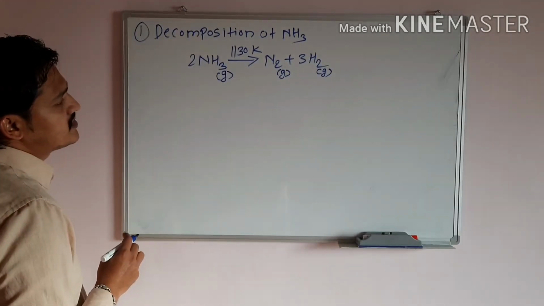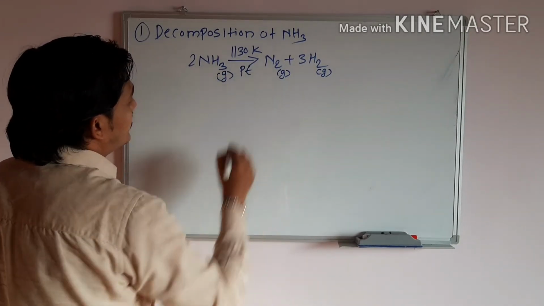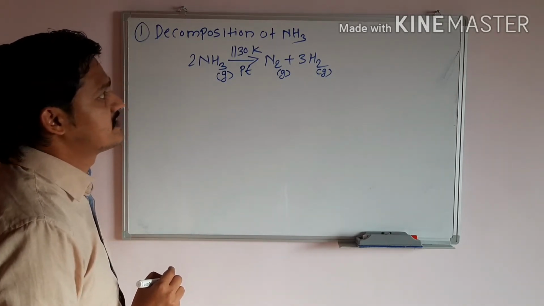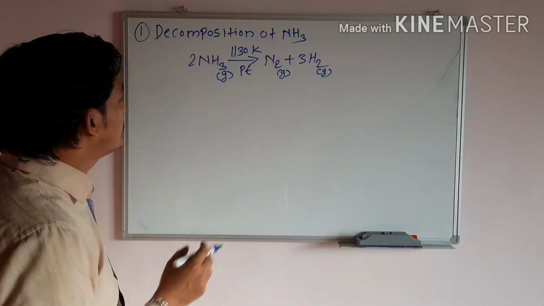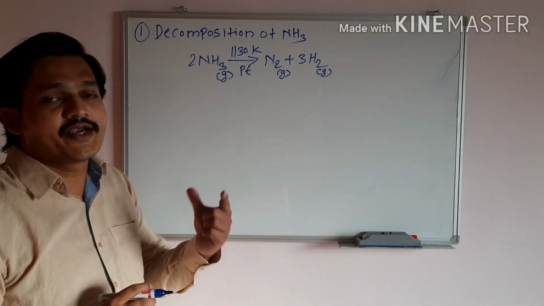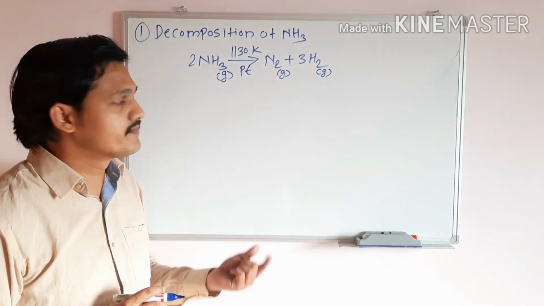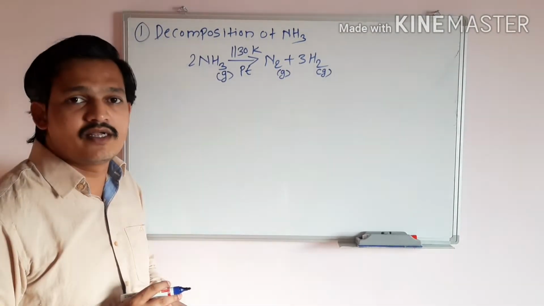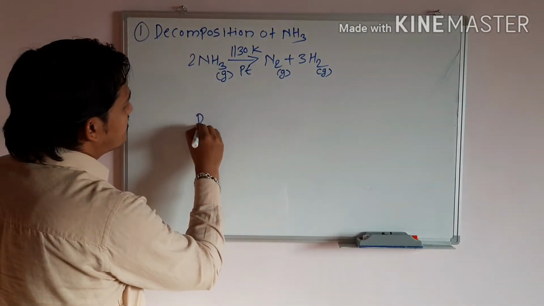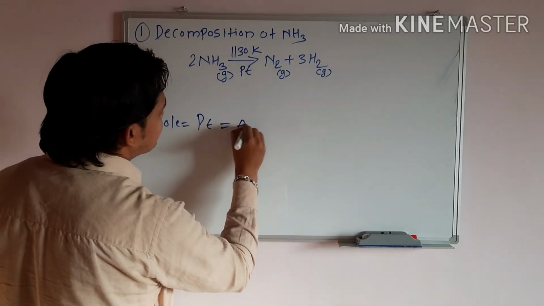Decomposition of ammonia takes place on a platinum surface. What is the role of platinum? Platinum is a rare element or rare metal on our earth. It is used in many chemical reactions. The main role of platinum is to adsorb gases.